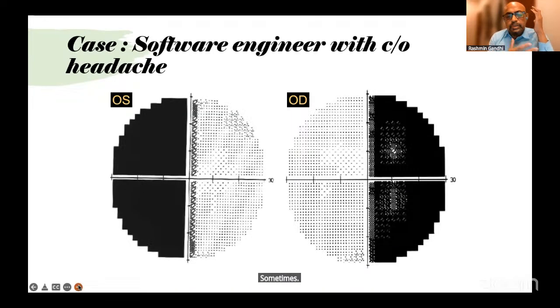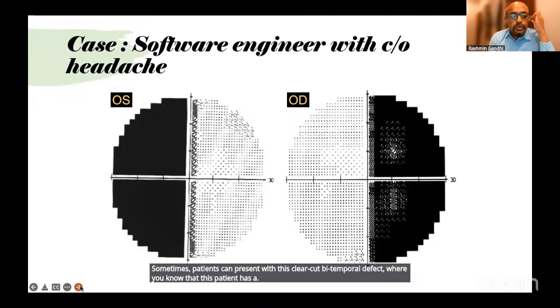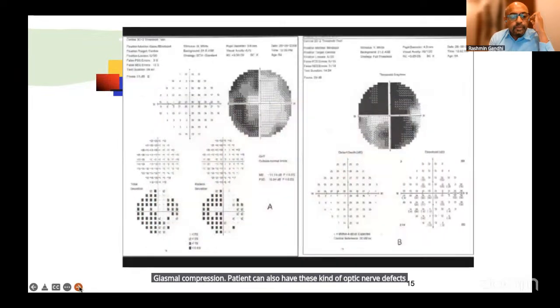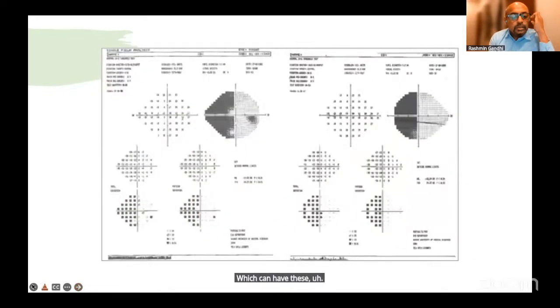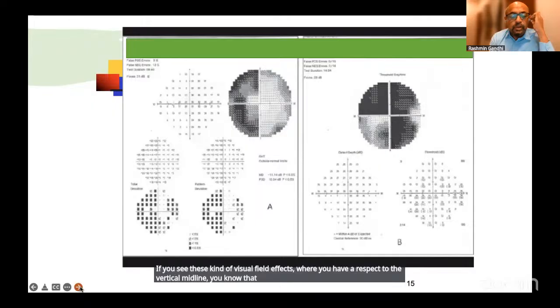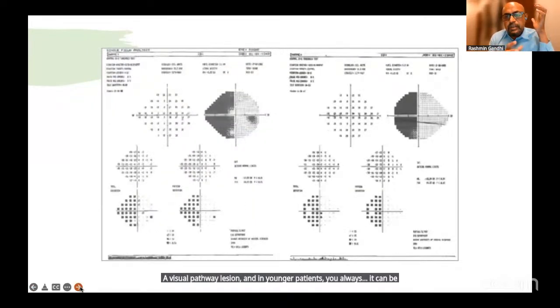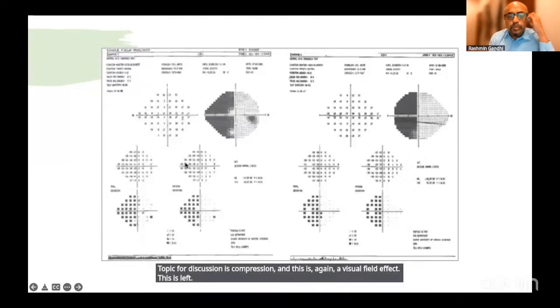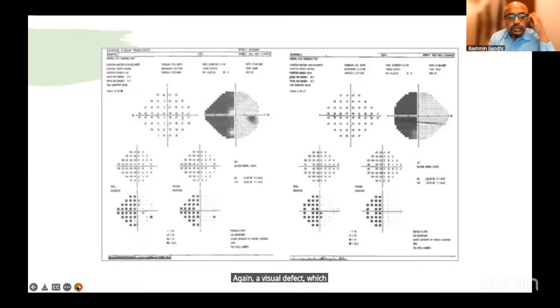Sometimes a patient can present with a clear-cut bitemporal defect where you know that this patient has a chiasmal compression. Patients can also have these kinds of optic nerve defects occasionally. If you see a visual field defect which respects the vertical midline, you know that you're dealing with a visual pathway lesion. And in a younger patient, it can be compression. Since the theme of our topic for discussion is compression, this is again a visual field defect. This is left homonymous hemianopia, again a visual field defect which respects the vertical midline.